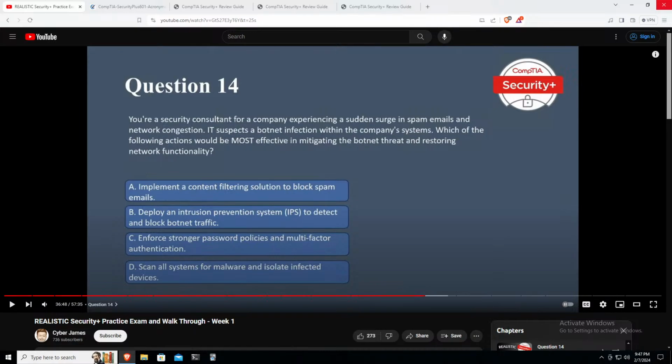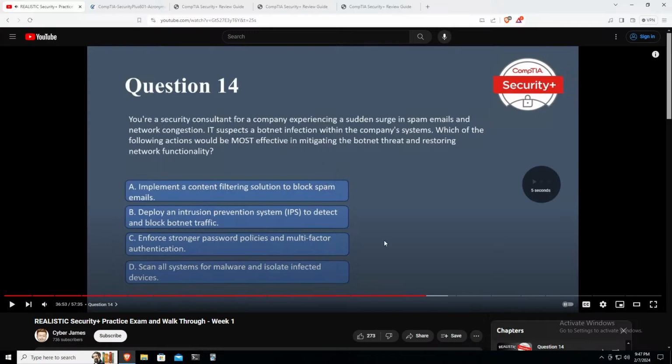Yeah, I think D would be the correct answer here. It has nothing to do with emails, so I don't think A would be the correct one. Choosing prevention systems is, well, if we're noticing unusual traffic, that's where an IPS would be useful. And then passwords. This question has nothing to do with passwords, so I think we're going with D here.